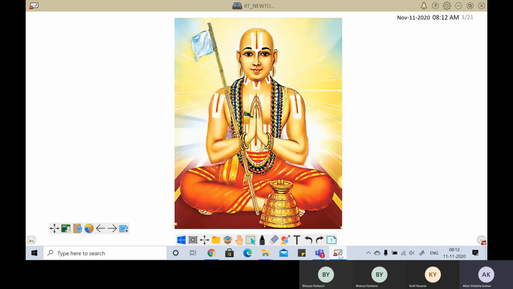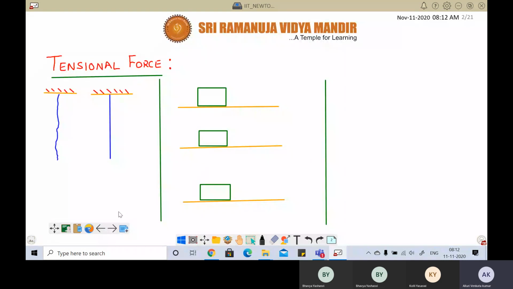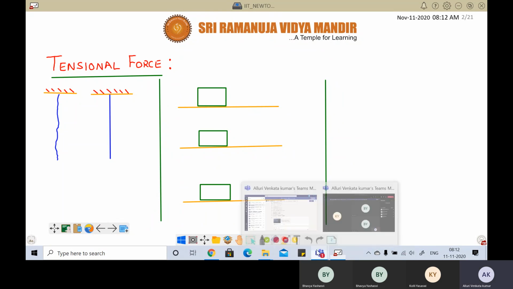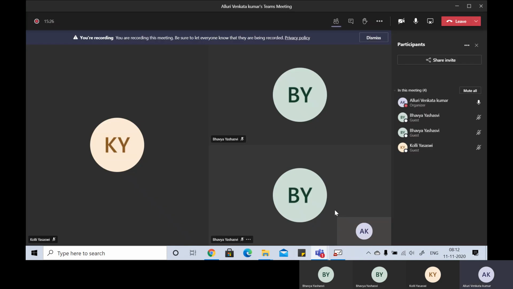Today's class is called tensional force. Until now, how many forces have we finished? Sir, two forces. What are they? Gravitational force and the normal force. Correct. So now the third force is called the tensional force.